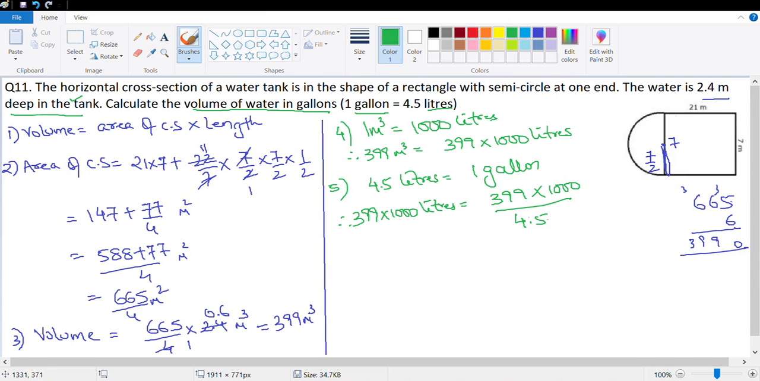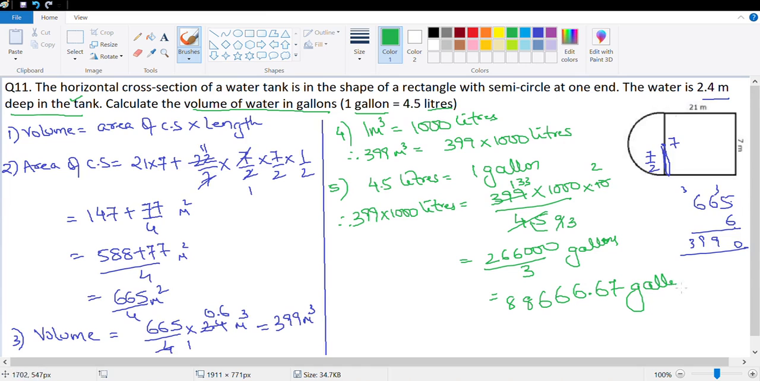4.5, let's multiply it with 10 and let's remove this decimal. That's 5 into 9, 5 into 2, 3 into 3, that's 3 into 1, 3, 3. So this is 266 with 3 zeros upon 3 gallons. Let's divide: 3 into 8, 24, 3 into 8, 24, 3 into 6, 18, 6 again, and 0.67 gallons. So that's the answer, 88,666.67 gallons. Let's look at the next question.